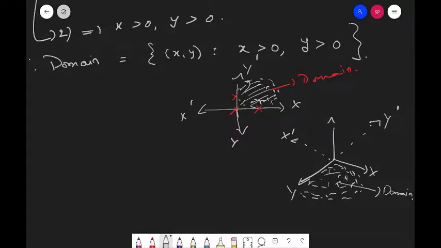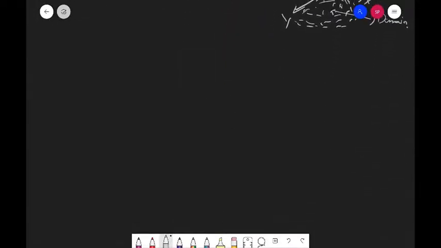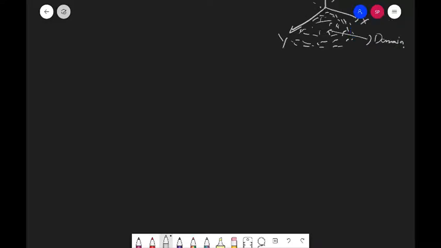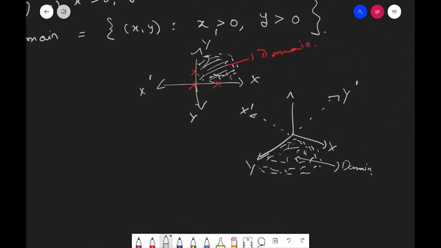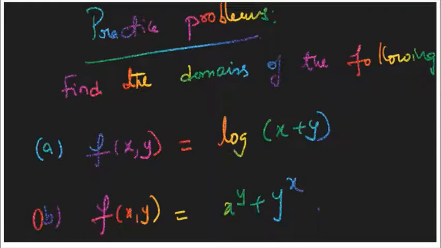So basing on this, you can work out some other problems also. Here are a few practice problems for finding the domains of the functions of two variables.